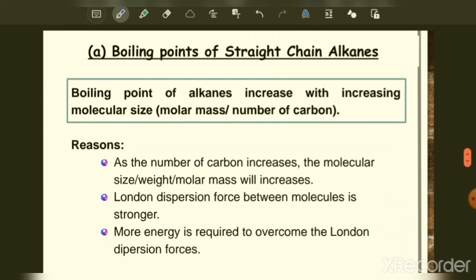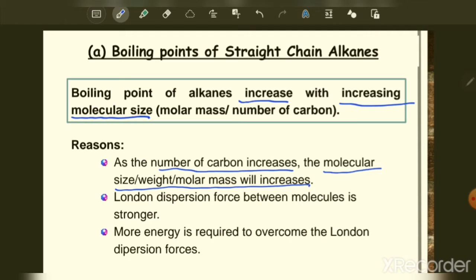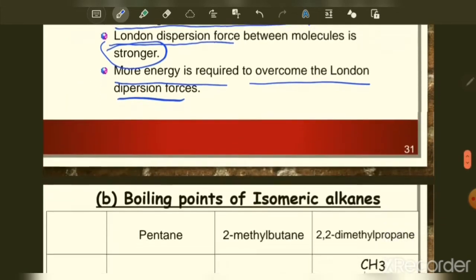For boiling point of straight chain alkane, it increases with the increasing molecular size. The factors that affect molecular size are molar mass and the number of carbon. The reason why: first, as the number of carbon increases, the molecular size, weight or molar mass will increase. When the molar mass increases, this will make the London dispersion force between molecules become stronger. So when the London dispersion force becomes stronger, we will require more energy to overcome the London dispersion forces.